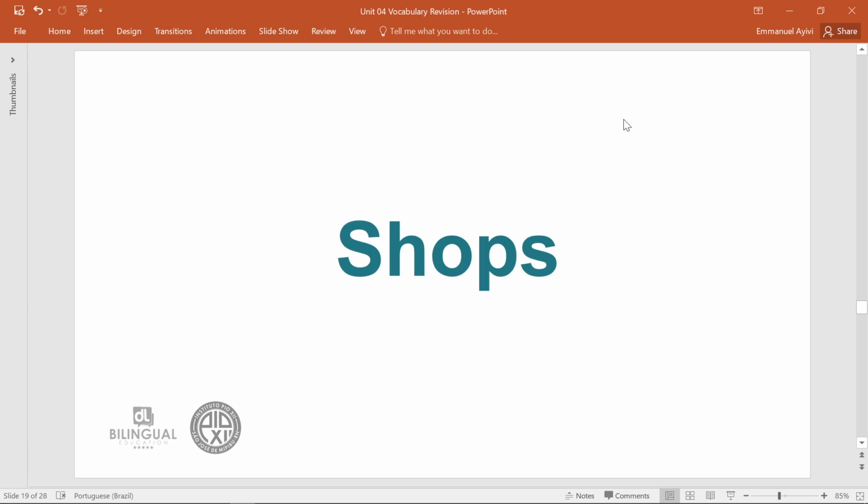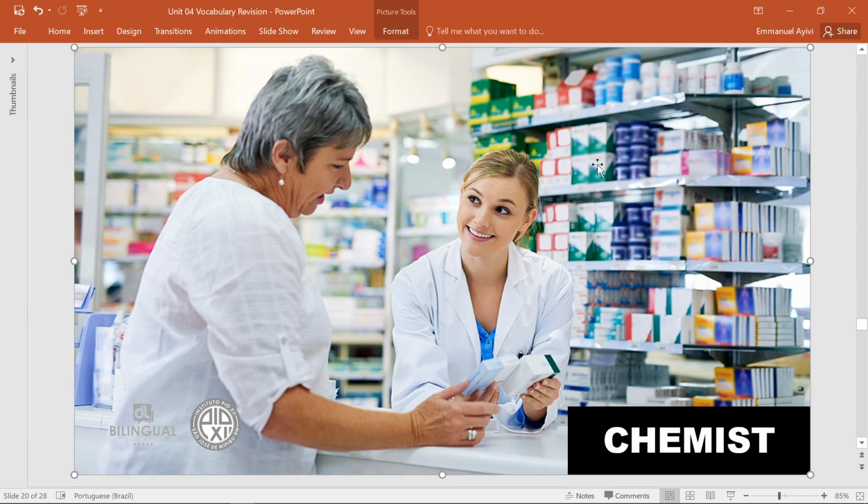So for the types of shops, guys, remember we talked about some types of shops in Unit 4. Excellent. We're going to see some here today. Revision, right? Okay. So this first shop here is a chemist, okay, chemist shop, or the pharmacy. So this is where we buy our medicine when we are sick. Okay, so medicine at the chemist or pharmacy. And she is the pharmacist.